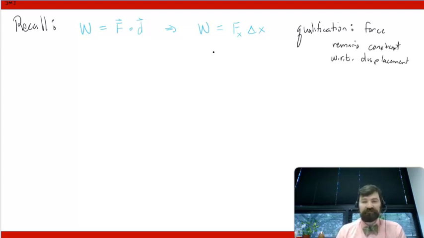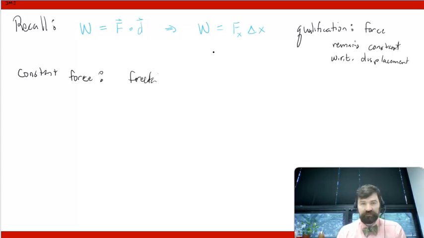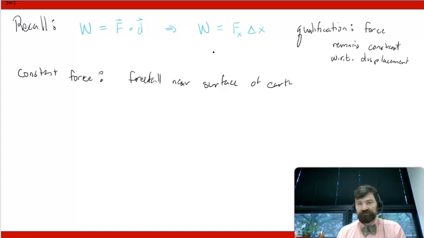So simple examples of constant force. Constant force might include free fall acceleration near Earth, or near any other planetary surface. This one would give us a force of F equals mg. And so this is falling downward, the force is downward, the force has a more or less constant magnitude.